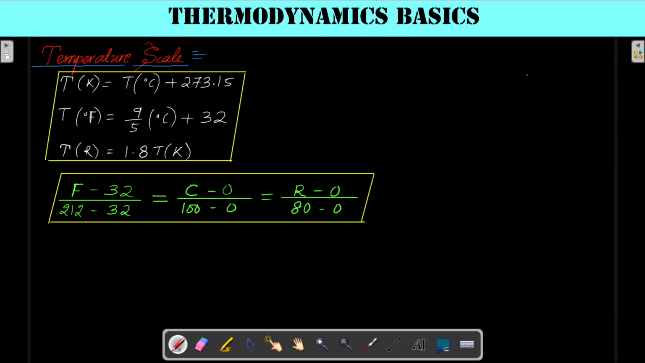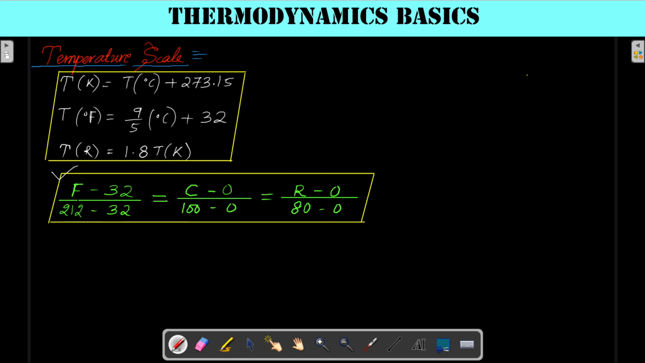So there are different temperature scales. You can see the Kelvin scale, Celsius scale, Fahrenheit scale, and Rankine scale. You can relate these scales. Temperature in Kelvin equals temperature in degree Celsius plus 273.15. Temperature in Fahrenheit equals 9 upon 5 times temperature in Celsius plus 32. The temperature in Rankine equals 1.8 times temperature in Kelvin.